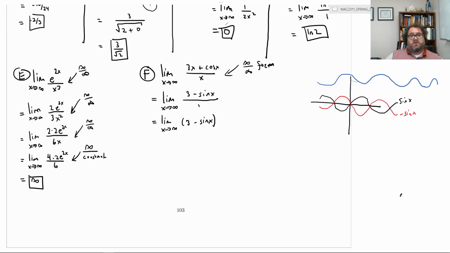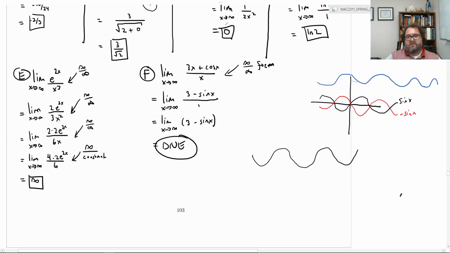So it's going to be bouncing back and forth. That tells us that the limit does not exist. The limit as x goes to infinity does not exist because we're not approaching anything specific. The y values are constantly going back and forth, and they're not approaching any one specific y value. So the limit does not exist. So there we have it.